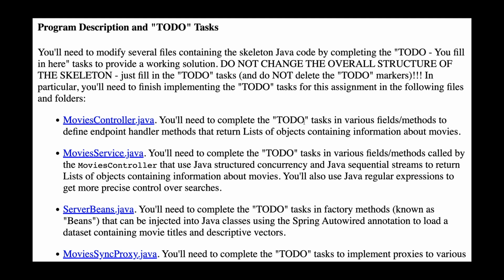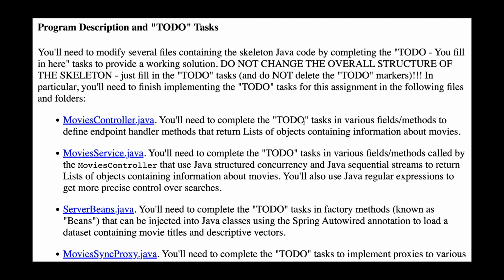In particular, you need to finish implementing the TODO tasks for this assignment in the following files and folders. MoviesController.java, where you'll need to complete the TODO tasks in various fields and methods to define endpoint handler methods that return lists of objects containing information about movies. MoviesService.java, where you'll need to complete the TODO tasks in various fields and methods called by the MoviesController that use the Java structured concurrency and Java sequential streams mechanisms to return lists of objects containing information about movies. You'll also use Java regular expressions to get more precise control over searches.